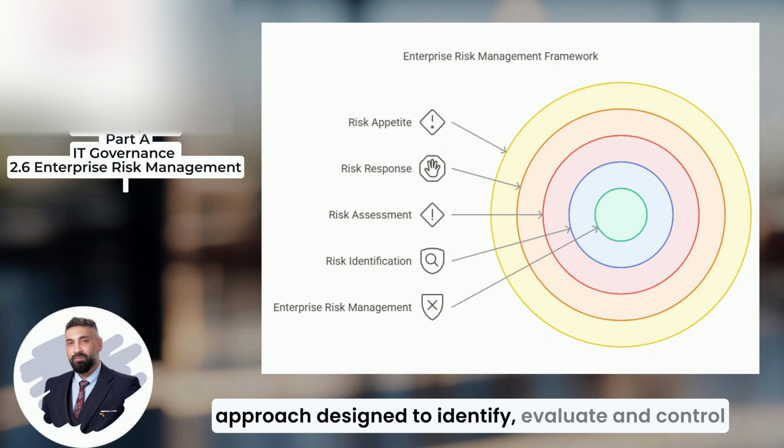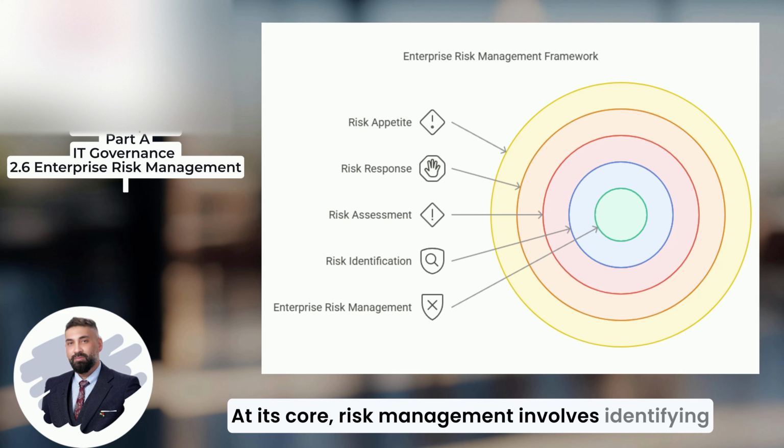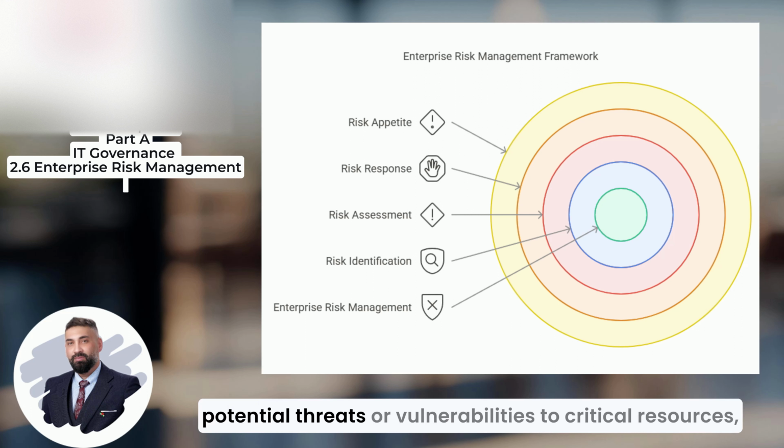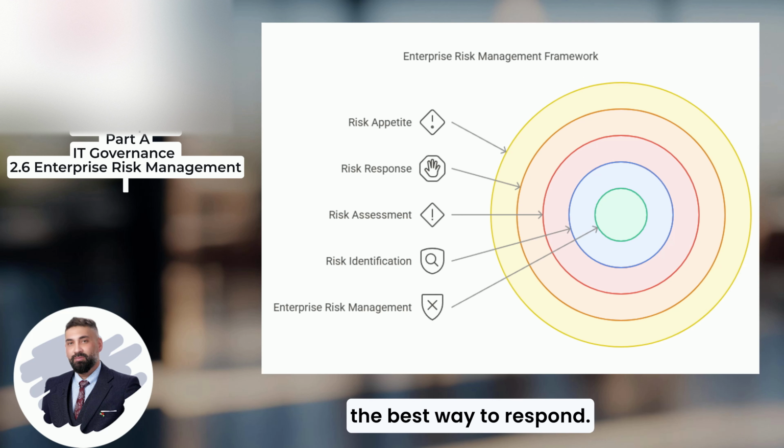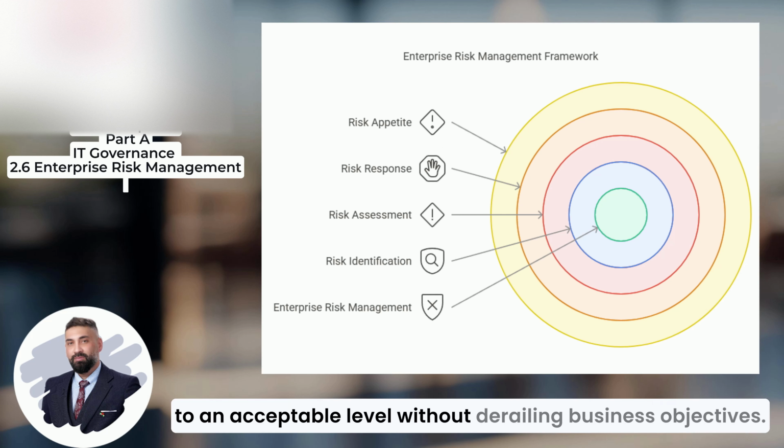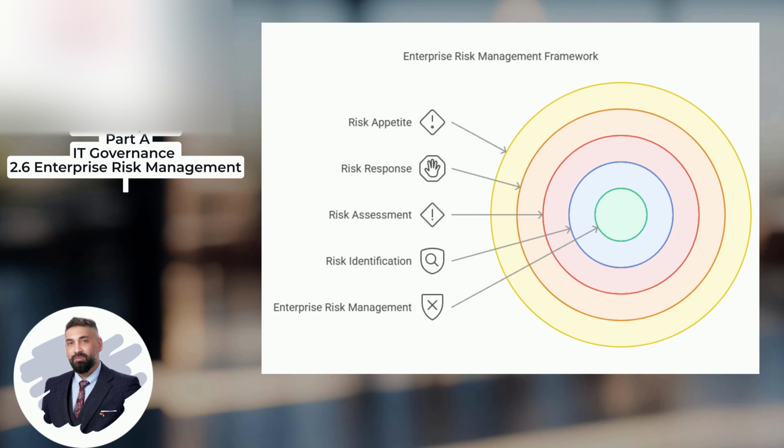Let's dig deeper into this concept. Risk management is not simply about spotting problems and reacting to them. Instead, it's about proactively charting a course through uncertainties, like a captain navigating their ship through stormy seas. At its core, risk management involves identifying potential threats or vulnerabilities to critical resources, assessing their potential impact, and deciding on the best way to respond. The end goal is to reduce these risks to an acceptable level without derailing business objectives.